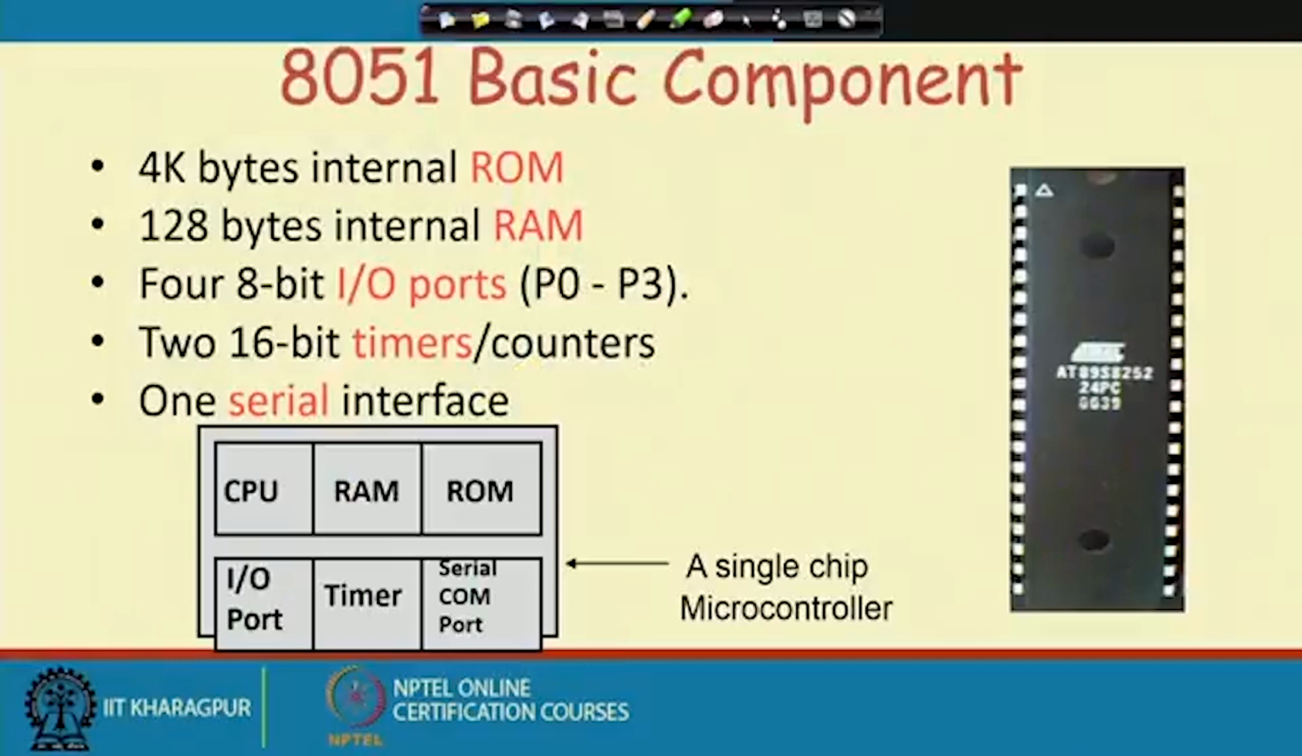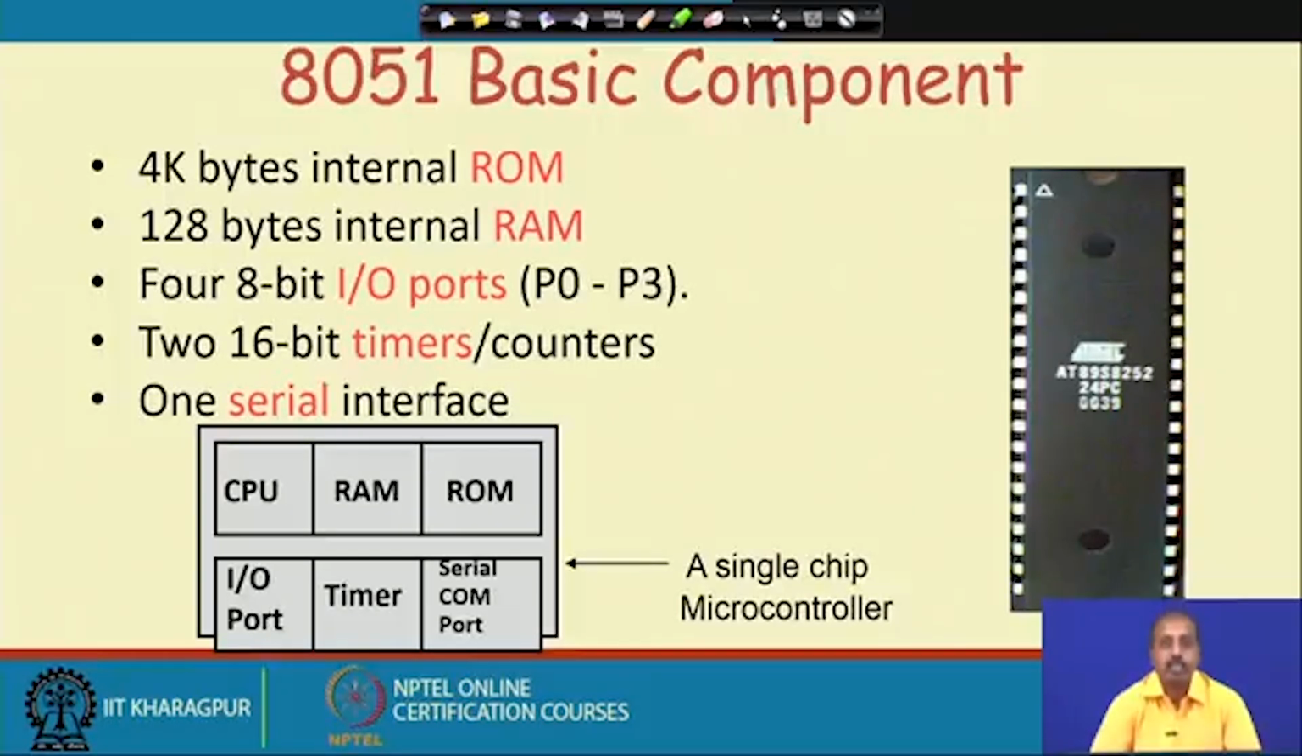However, you cannot put the resources to a very large value, otherwise the size of the chip, its footprint, will become very large. So, 8051 has 4 kilobytes of internal ROM. You can program the 8051 to load some program onto this internal ROM. Then the RAM space is really small, 128 bytes only, and you will see that it is multiplexed in different ways also.